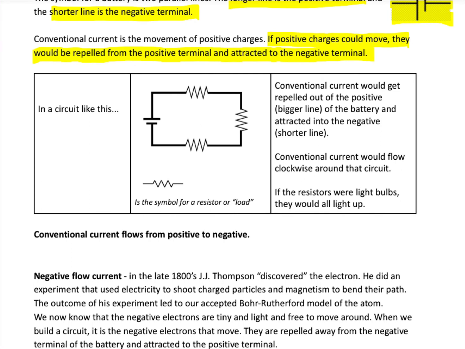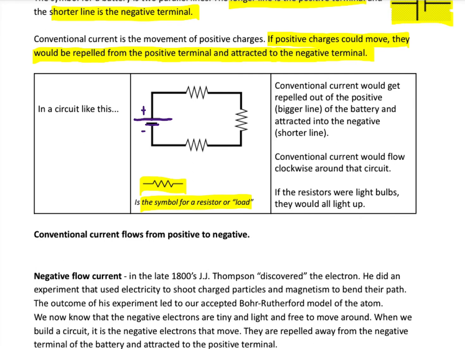So if we drew a simple circle like this, just a reminder that these little squiggly lines, that's the symbol for a resistor or a load. We could pretend that they're light bulbs. Over here, I've got our battery, long terminal, I'm going to exaggerate it, short terminal. The long terminal is always positive, the little terminal is negative.